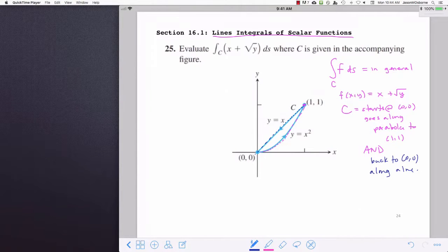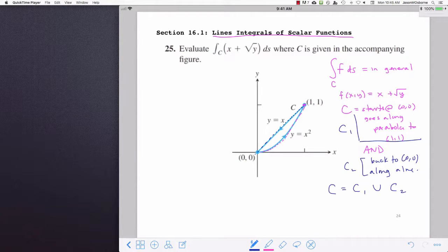So the curve C is made up of a curve C1, and the book uses the notation union, curve C2. Curve C1 is the parabola section, and then the straight line section is curve C2.